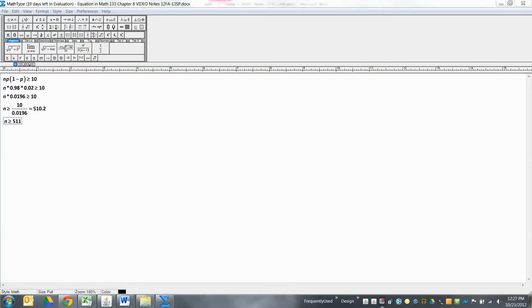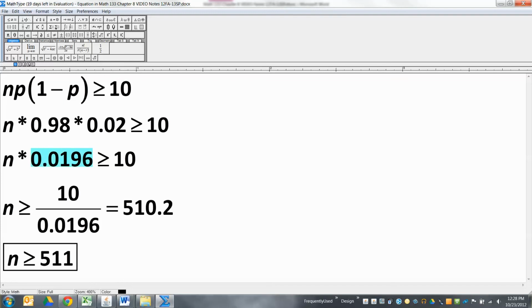Hold on one sec. There we go. So 0.0196, that's these two numbers multiplied, and you don't need Excel or any of that. This is just algebra, right? So now if you want to solve for n, like you do, because it said how many, we divide both sides by 0.0196, which means n is greater than 10 over 0.0196, which is 510.2.